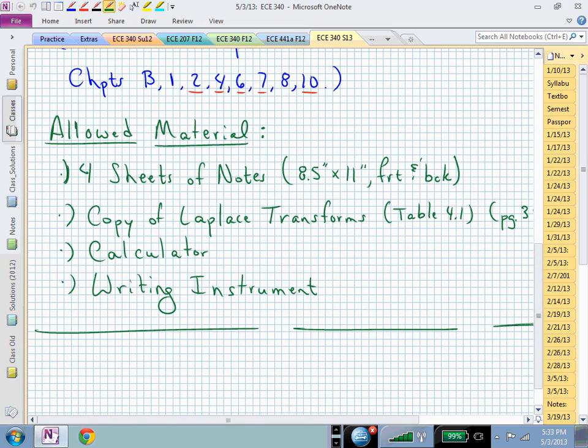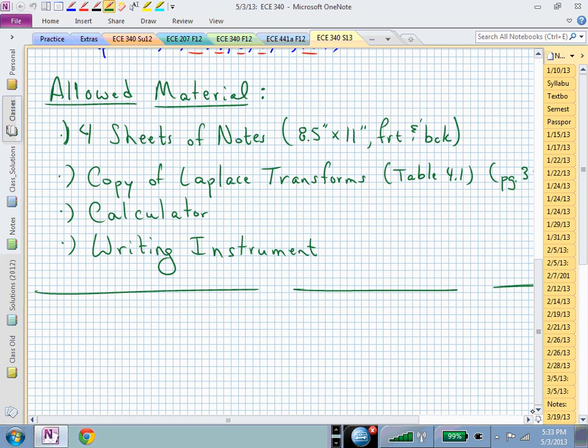The process for what you can bring to the exam is consistent with what you've done all semester. You get one more sheet of notes. You can bring in a copy of Laplace transforms, meaning you now have 5 pages available to you during the final exam. You might want to bring a calculator. I don't know how critical that will be, so don't get too hung up if your batteries die, but you can have a calculator and something to write with.